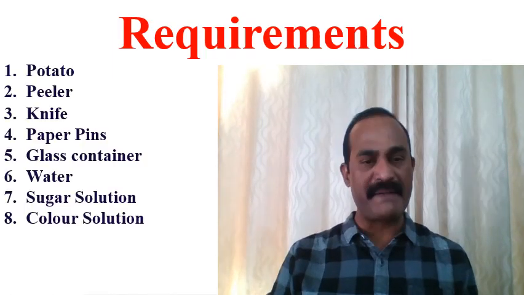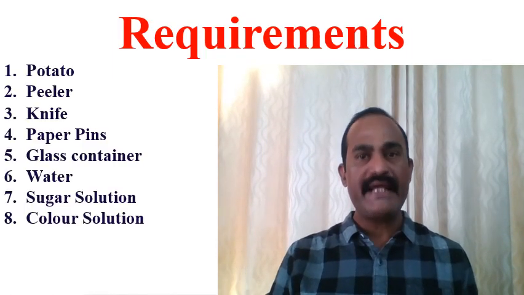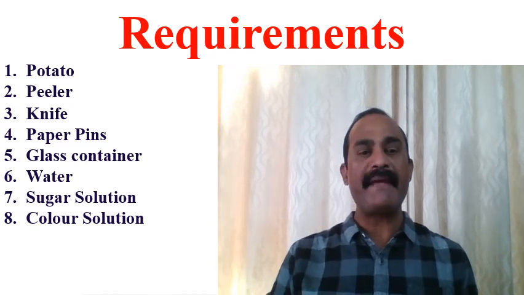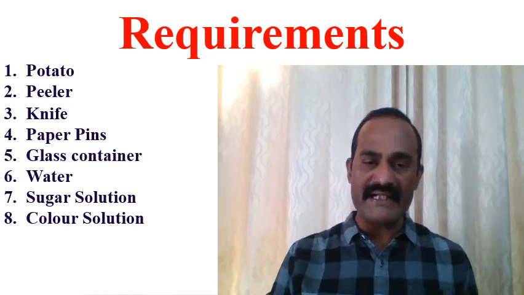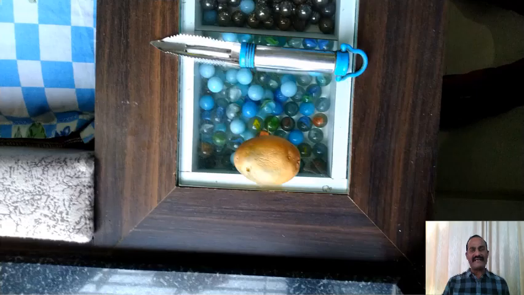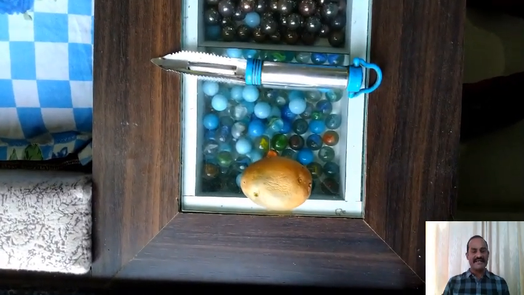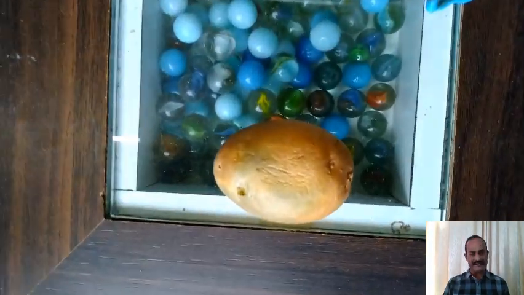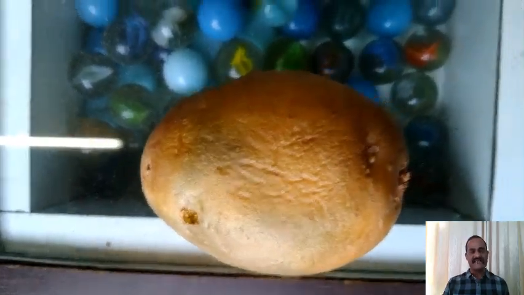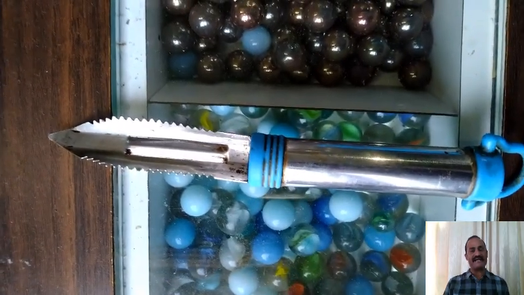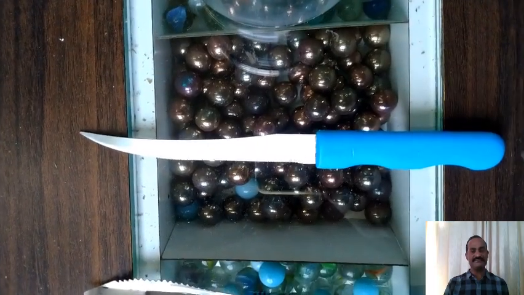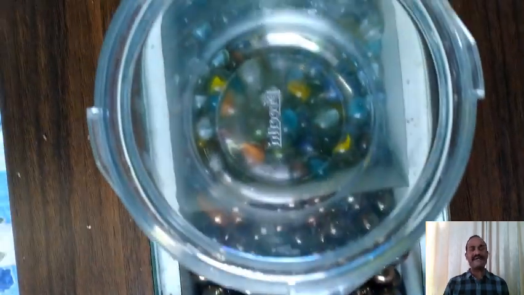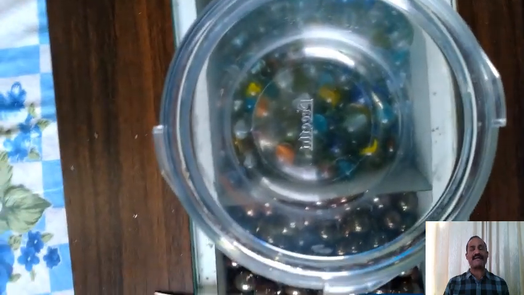Now for this experiment, we require a potato peeler, knife, paper pins, glass container, water, sugar solution and some color solution. Now these are the basic requirements where you can have the potato which is of mid size, say around 75 to 80 grams. Then this potato should be unharmed. A potato peeler, then a knife to cut it in a proper shape to prepare potato osmoscope.